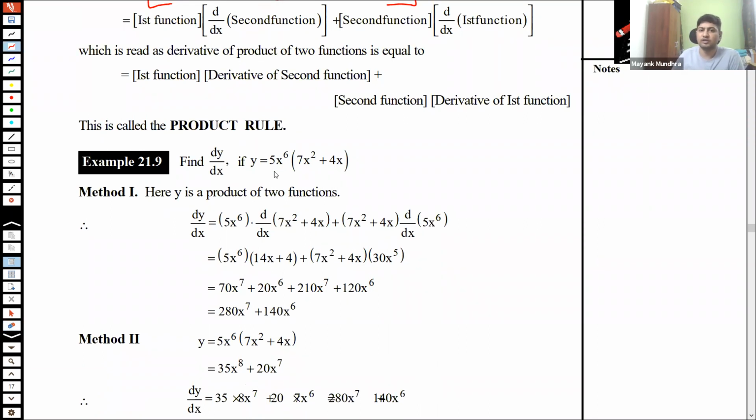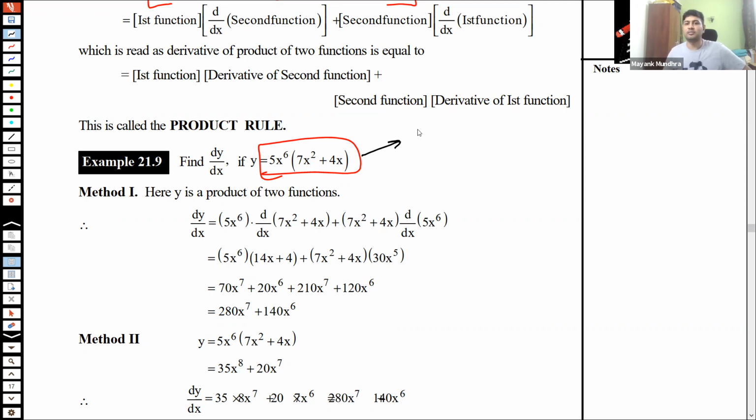So let us look at some applications. Suppose I want to differentiate this function, 5x to power 6 and something. So first I'll focus on this part. You can start with any of them. It's not like you have to start with the left one first. You can start with the right one also. The ordering does not matter, because multiplication is not ordered, right? A into B is the same as B into A.